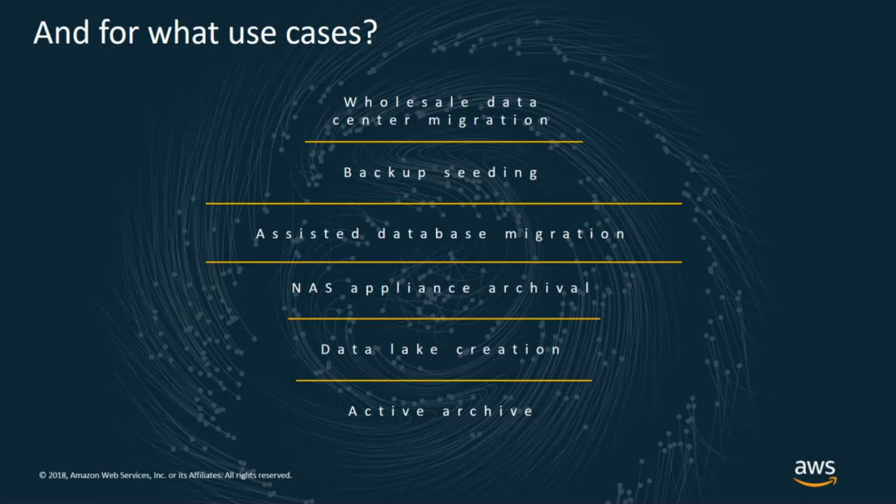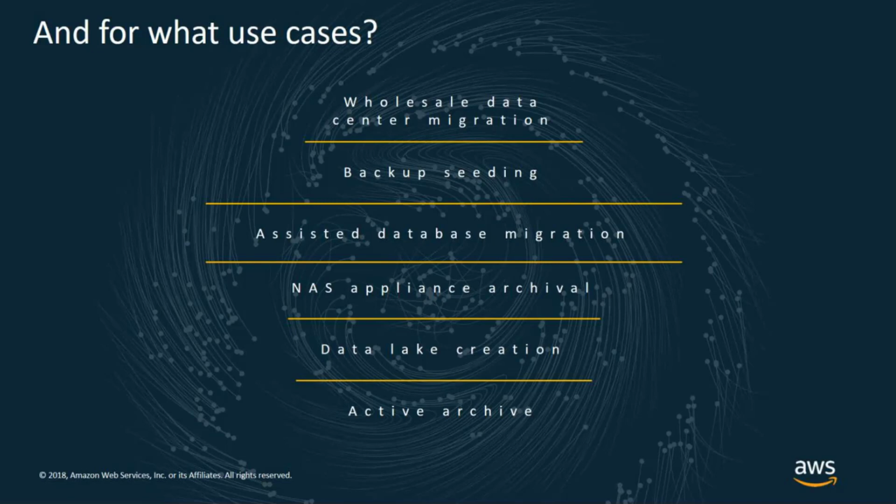So let's briefly talk about what customers are using the Snow family for. The use cases are manifold, but I'll call out the more popular themes we tend to see, such as wholesale data center migrations, where customers are exiting the data center management business altogether. Two is backup seeding for disaster recovery. For database migrations, we'll often see Snowball used with database migration service and our schema conversion tool. And then for NAS appliance migrations or archival projects, we see traditional NFS CIFS data making its way into S3, EBS, or EFS, or a mix of the 3.